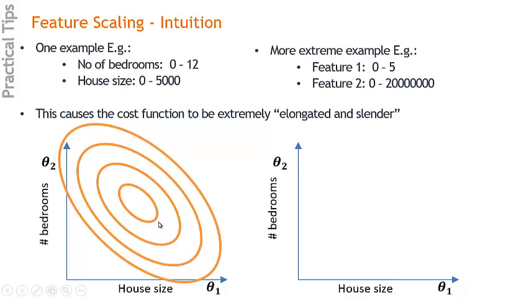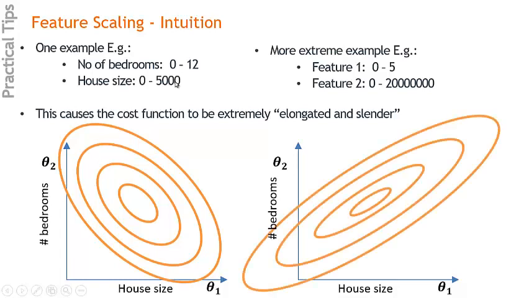Now, in fact, because house size goes from 0 to 5,000, a very small change in house size is going to make a very big change in the cost function. And that is reflected in these curves being close together. If you have a contour map and the contours are close together, that indicates you have something steep. And then here, these contours should not be closer together. So this is not really accurate.